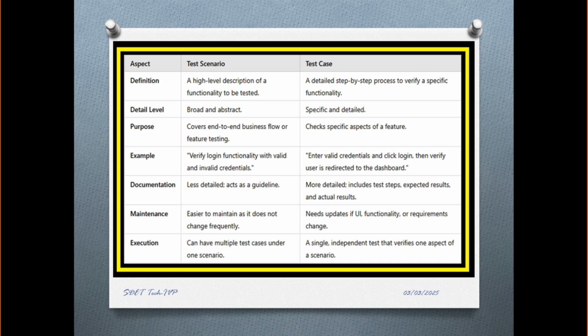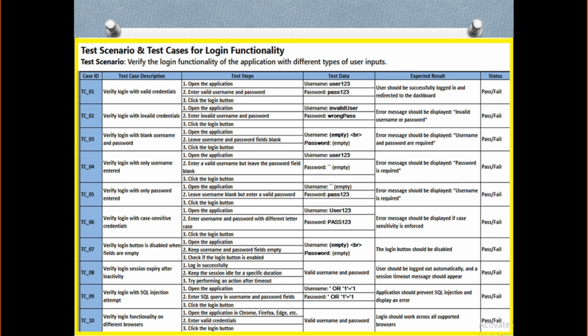Suppose you have written a test scenario, verify login functionality. The test scenario always remains the same, but the test case is changed if there is any change at the UI level, the functionality is changed or the requirement gets changed. Okay, for execution, you can have multiple test cases under one scenario, but a test case is a single independent test that verifies one aspect of the scenario. So let's see how we have to write the test scenario and the test case.